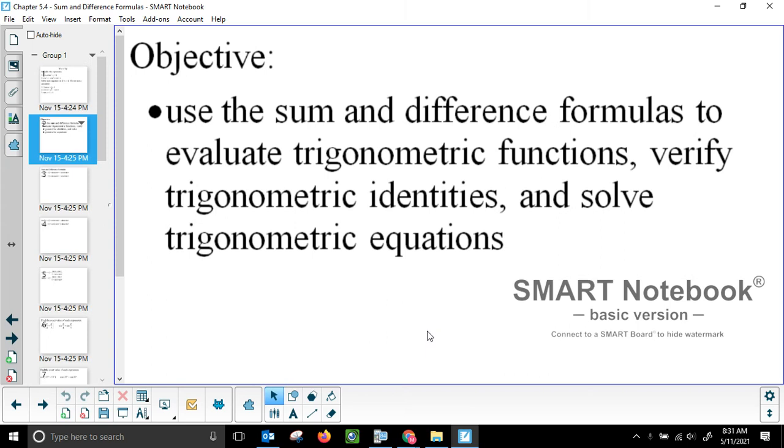All right, guys. So today we're going to learn some new formulas called the sum and difference formulas. As it says here, we'll use those to evaluate trigonometric functions, verify trigonometric identities, and solve trigonometric equations. Essentially, we're going to be doing all the same stuff that we've been doing so far in this unit. We're just going to throw in some new formulas.